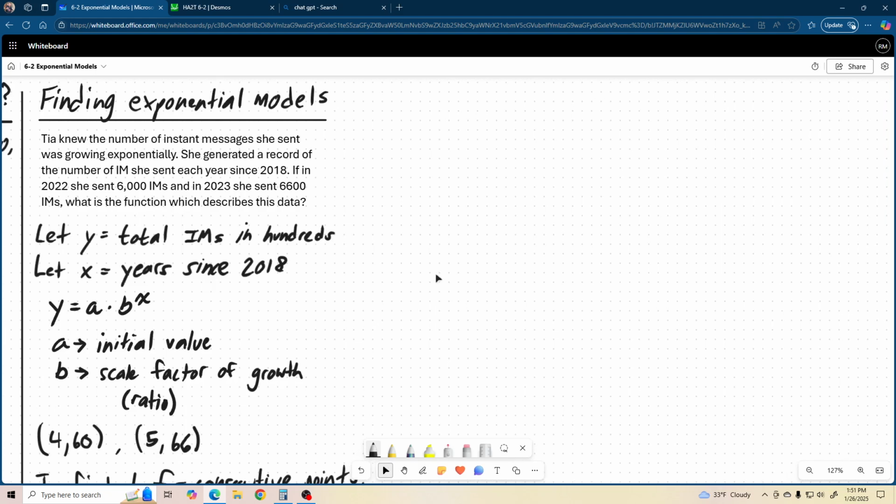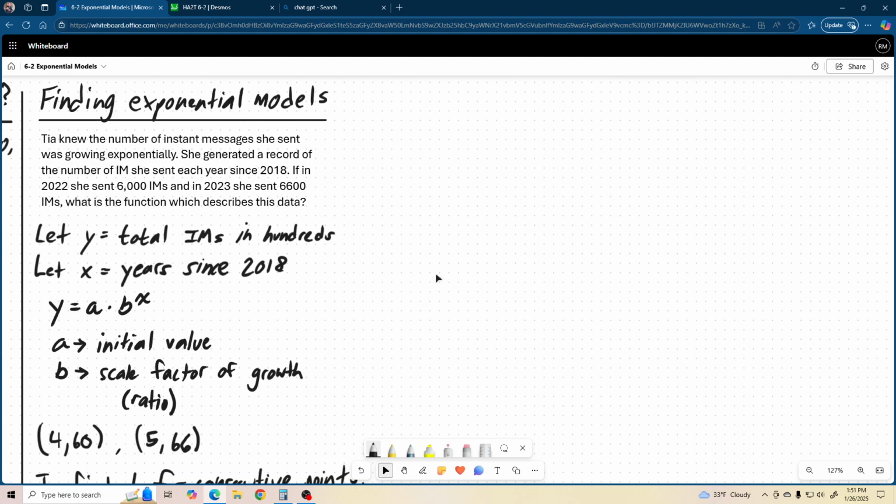All right, finding exponential models. So let's start off with a problem. Tia knew the number of instant messages she sent out was growing exponentially. She generated a record of the number of instant messages she sent each year since 2018. If in 2022 she sent 6,000 instant messages, and in 2023 she sent 6,600 messages, what is the function which describes this data?